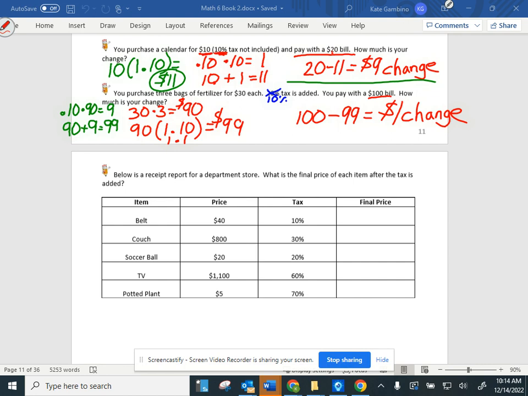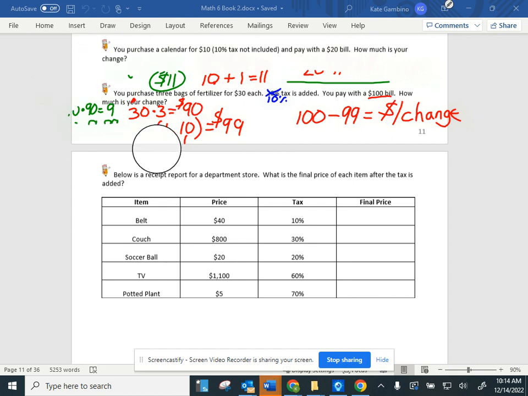Okay. Because we want to know how to find the change. That's kind of the point of this. So you can do either method 1 or method 2. Either way, we got $99 for our total. So you do the one that works easiest for you. But what do we have to show? Show your work. So let me show you.